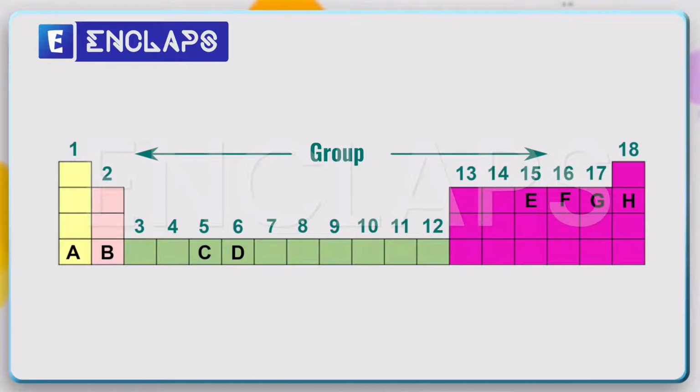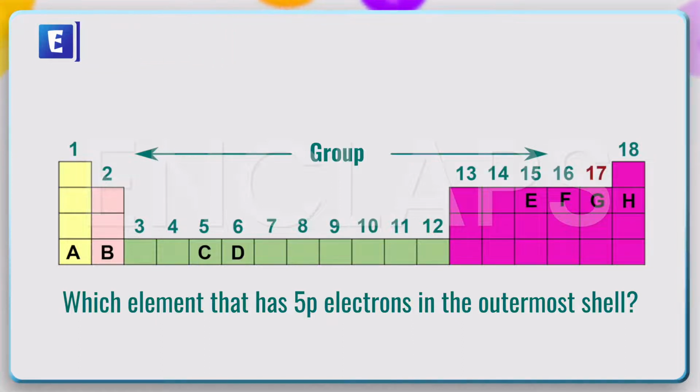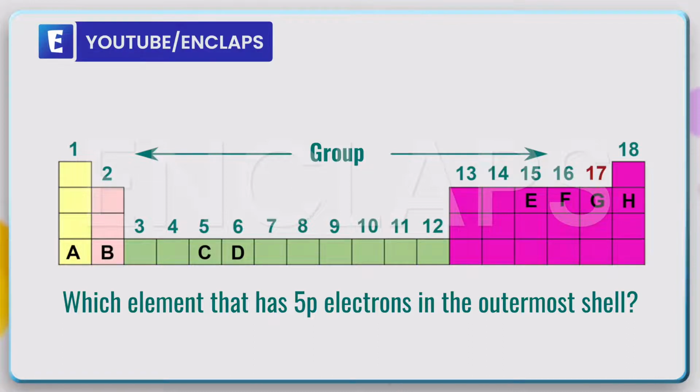Now, the next question is, which is the element that has 5 p electrons in the outermost shell? Here, the outermost subshell is the p subshell. Therefore, the group number of a p block element is s plus p plus 10. That is 2 plus 5 plus 10 equal to 17. So, the 17th group element should be the answer. Therefore, the answer is element G.